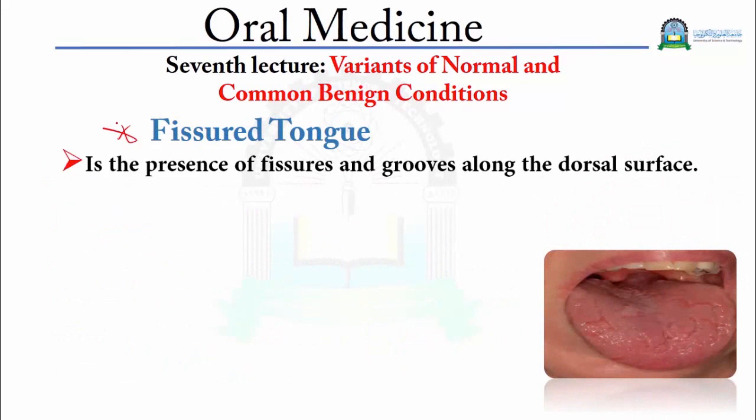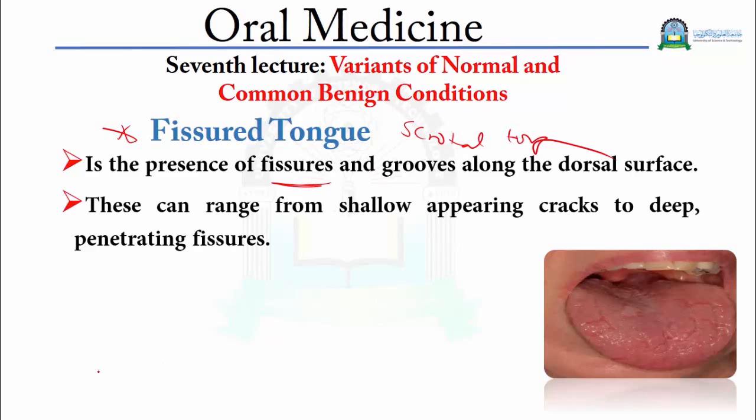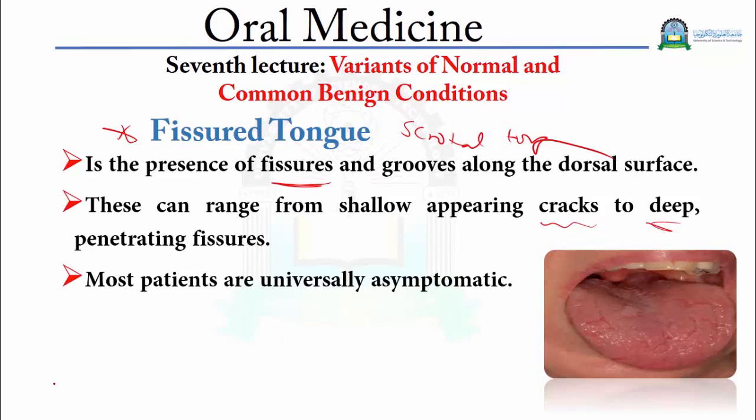Fissure tongue, or what we call scrotal tongue, is the presence of fissures and grooves along the dorsal surface of the tongue. These can range from shallow appearing cracks to deep grooves and penetrating fissures.